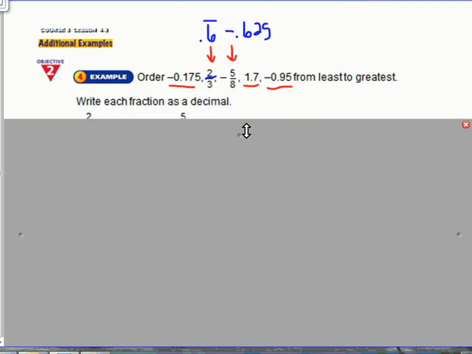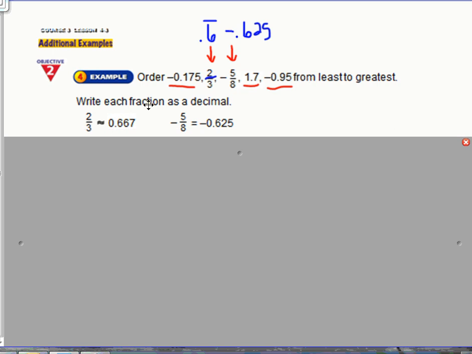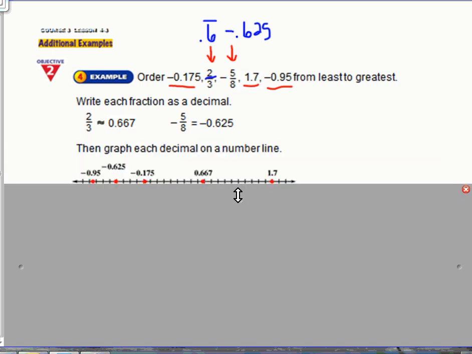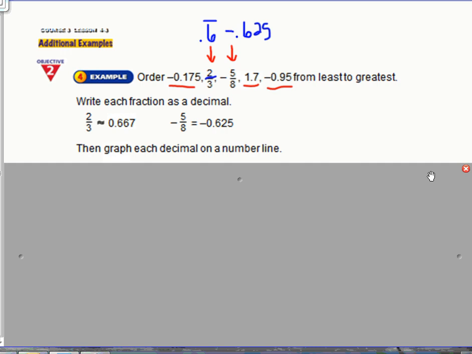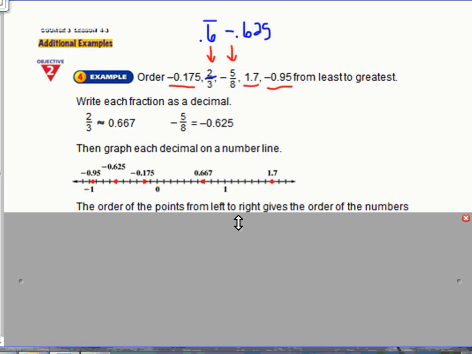All right. So that is our first step. It says write each fraction as a decimal. Here we go. Then graph the decimals on a number line. So here's where we're going to order them from least to greatest. So we can look at a number line. And we have -0.95 down here. That would be our smallest.